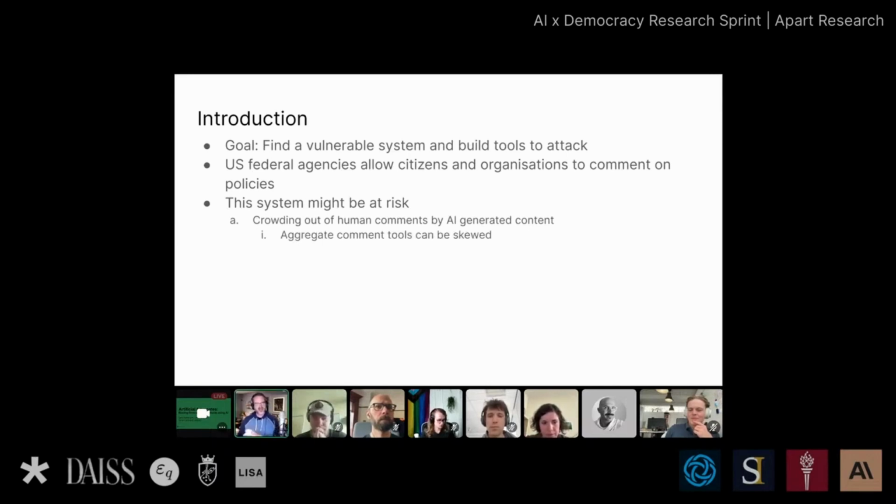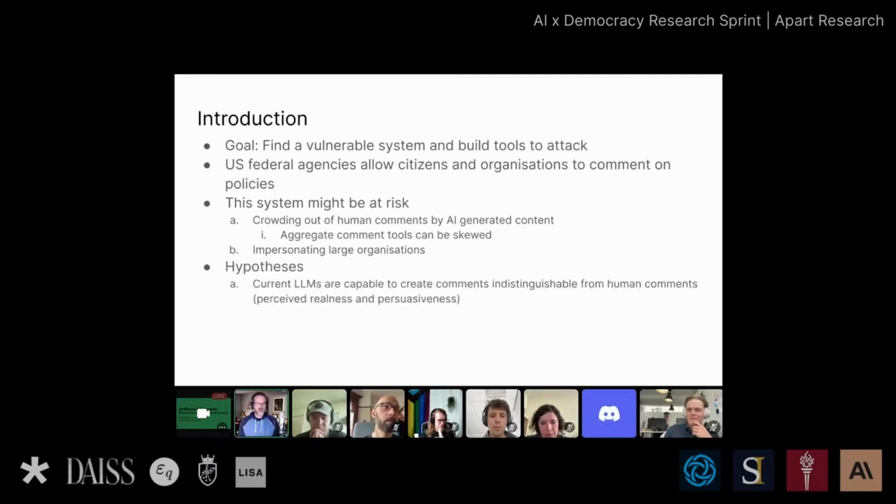And they have these tools in place now to prevent these sorts of bot attacks. But these bot attacks usually are like form letters, things that are pretty easy to spot. But if you make them more personalized, make them sound more human, then these aggregate tools can be skewed in favor of the attacker. The other way is by impersonating large organizations. Organizations have a little more weight. They have higher quality comments, but we can try to make comments that look like they're from these organizations as well.